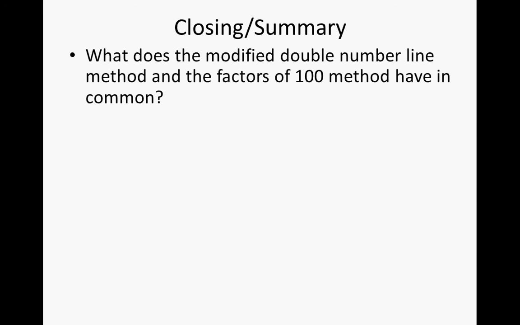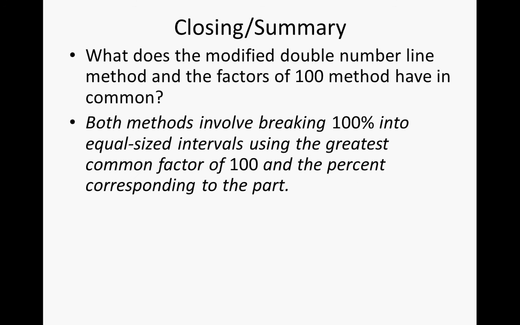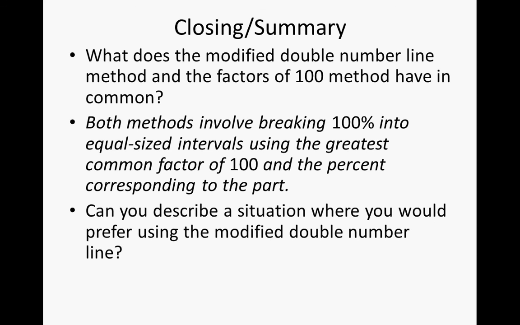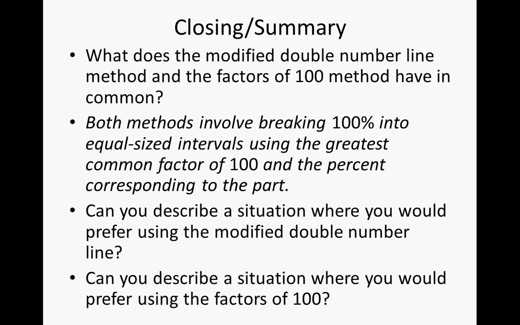All right, let's wrap this up. What do the modified double number line method and the factors of 100 method have in common? Well, both methods involve breaking 100% into equal-sized intervals using the greatest common factor of 100 and the percent corresponding to that part. Can you describe a situation where you would prefer using the modified double number line? Can you describe a situation where you would prefer using the factors of 100?